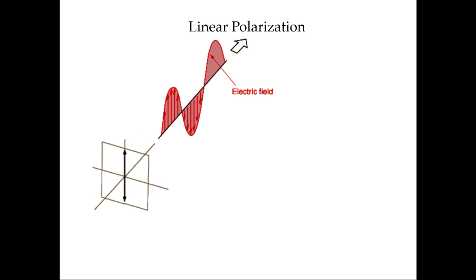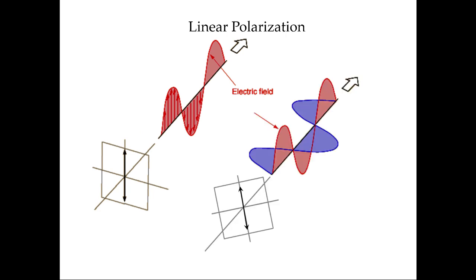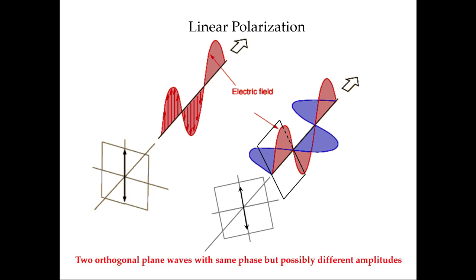The polarization which we have studied till now is linear polarization. There will be no difference if two orthogonal linearly polarized light waves with the same phase are superposed. As the electric vectors add vectorially, this will be the plane of vibration in the resultant polarized light wave. So, two orthogonal plane waves with the same phase but possibly different amplitudes give linear polarization. And what if two superposed linearly polarized waves are not in phase?